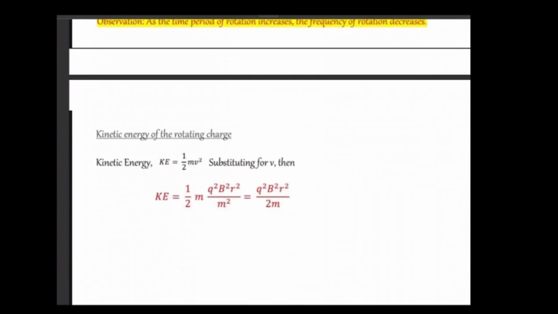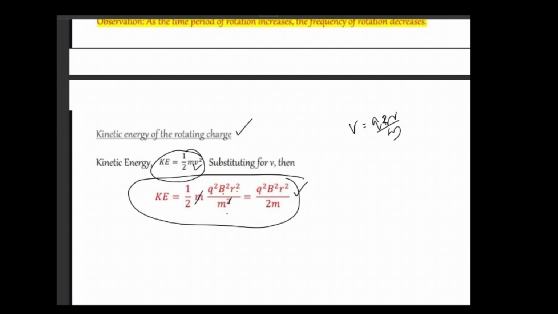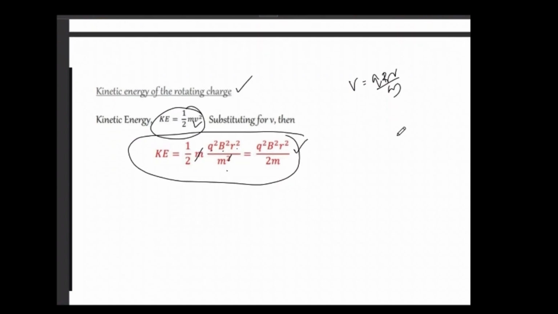Next is the kinetic energy of the rotating charge. What's the equation for kinetic energy? Kinetic energy is equal to half mv², and we already got an equation for velocity as qBr/m from the previous section. So substitute the value of velocity as qBr/m. When you take the square of it, it will be q²B²r²/m². One m can be cancelled from the denominator and the numerator. So we will get q²B²r²/2m, and that's the equation for the kinetic energy of a charge entering a magnetic field at right angle to the magnetic field.